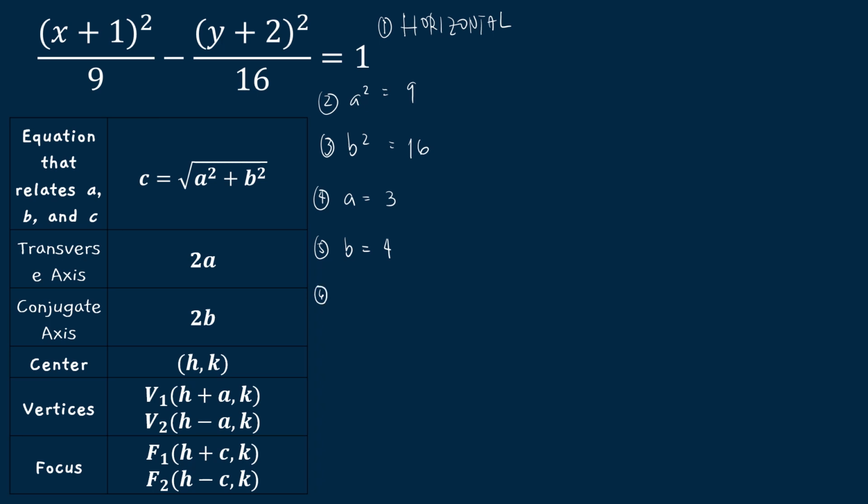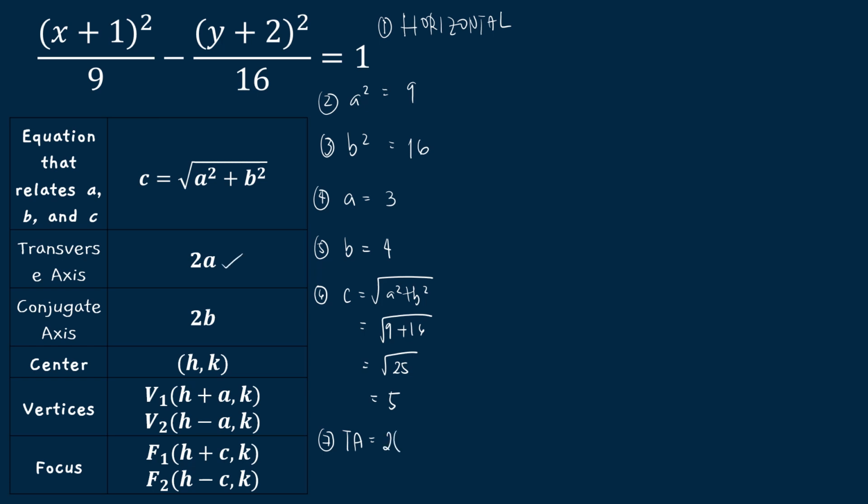Number 6 is c is equal to the square root of a squared plus b squared, where a squared and b squared come from the horizontal hyperbola's equation. So that would be 9 plus 16. So get the square root. The answer would be the square root of 25, and the square root of 25 is equal to 5. So we need the values of a, b, and c, or a and c, to give the coordinates of the vertices and your foci.